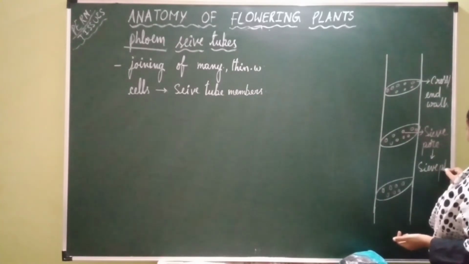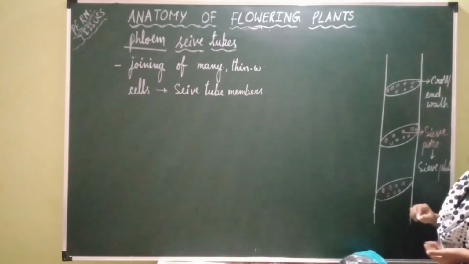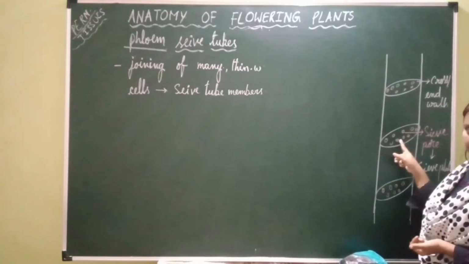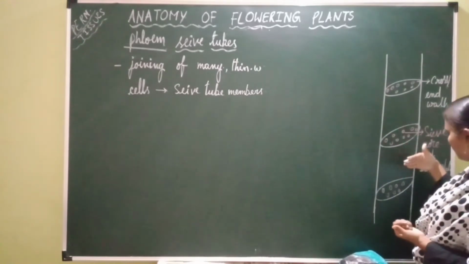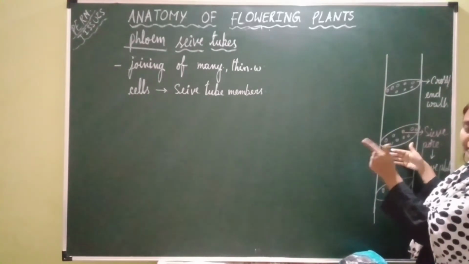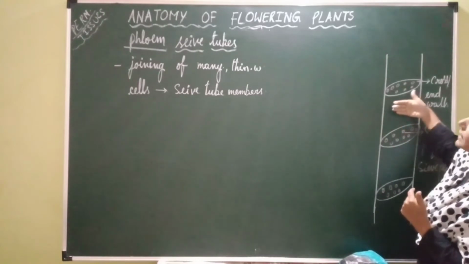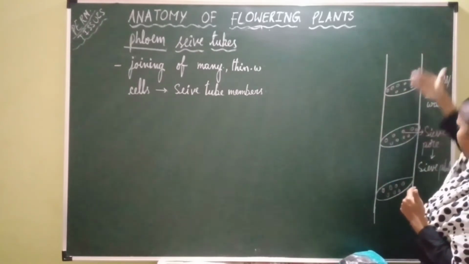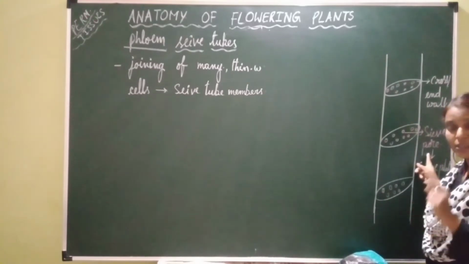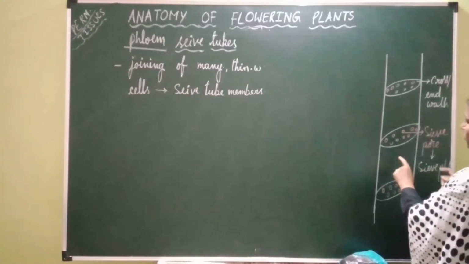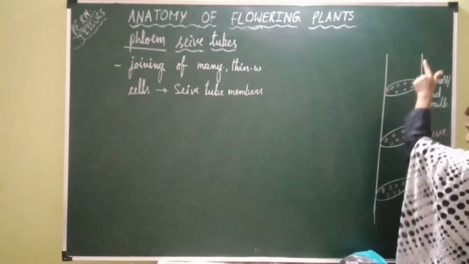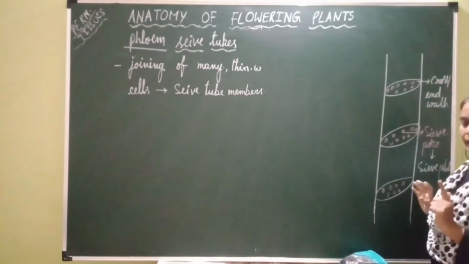So what is the function of the sieve pores present in the sieve plate? The function of sieve pores is to connect the cytoplasm of one sieve element, or sieve tube member, with another sieve tube member of the same sieve tube, right? I just repeat, the function of sieve pore is to connect the cytoplasm of one sieve tube member with another sieve tube member present in the same sieve tube, right?